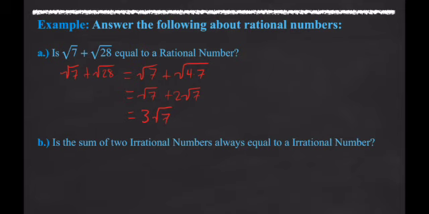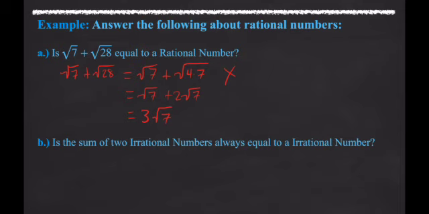3 times the square root of 7. If it has a square root, it is irrational as long as that square root is not a perfect square. Okay? So this right here, is this rational? No. By the way, you can also go with this a little bit in a different way.